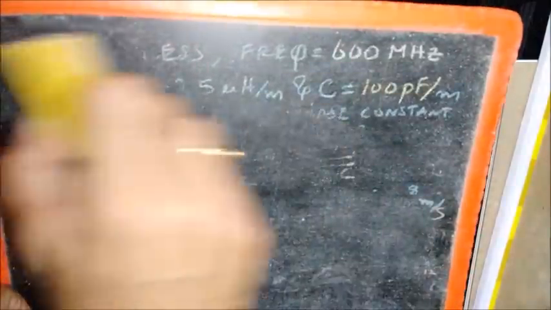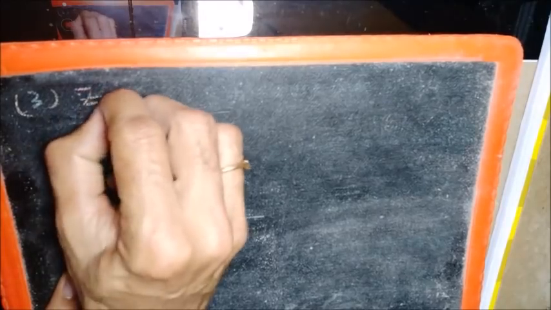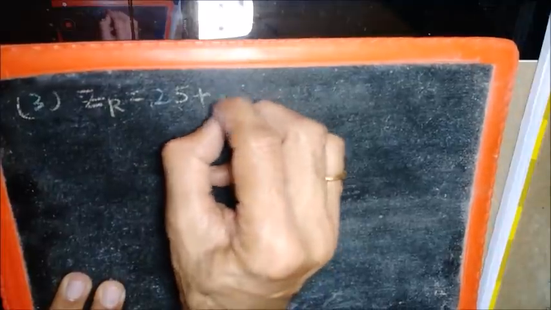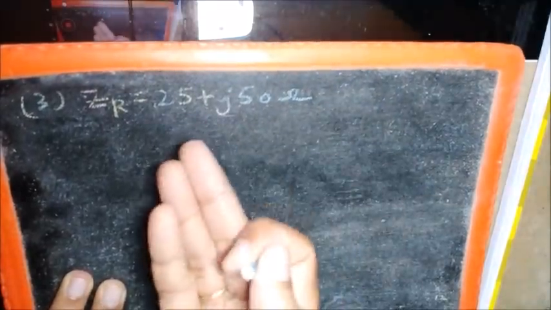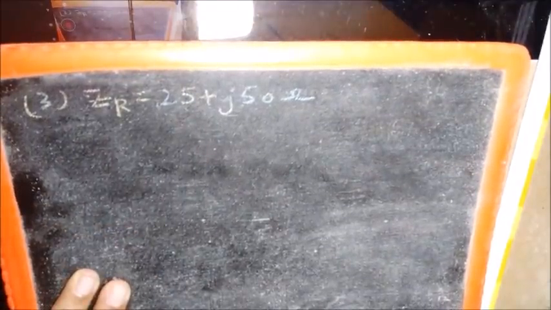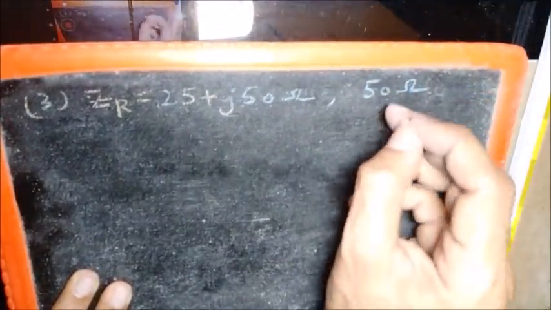Okay, now the next problem. Here in this problem, we are told that ZR is equal to 25 plus j50 ohms. So that is the load impedance. And it is at the end of a 50 ohm line.